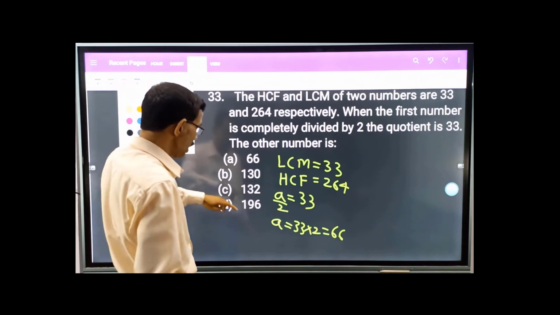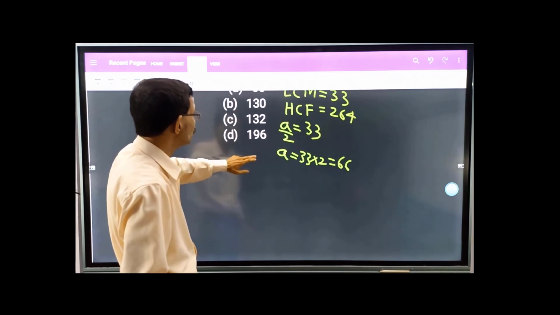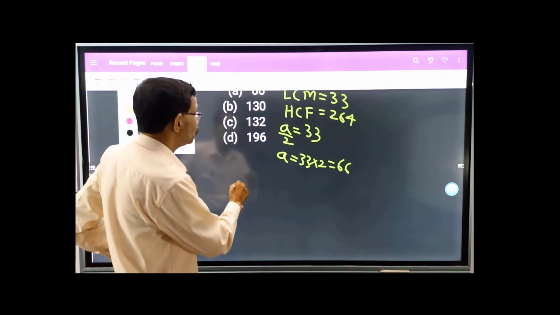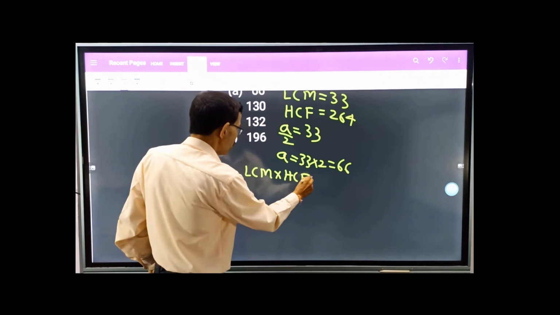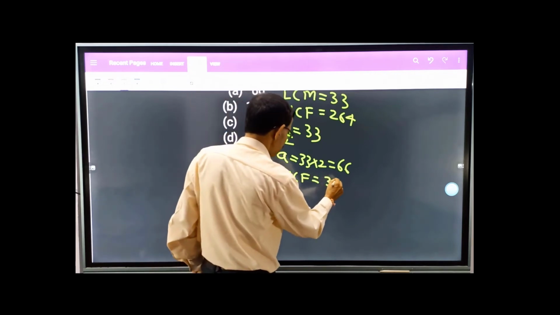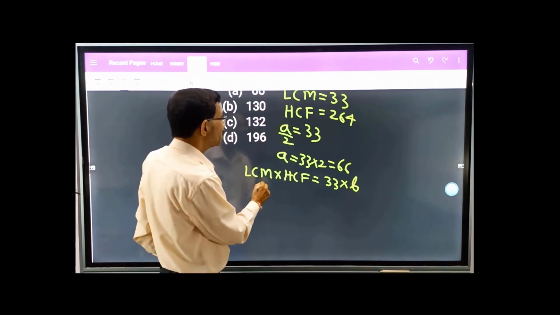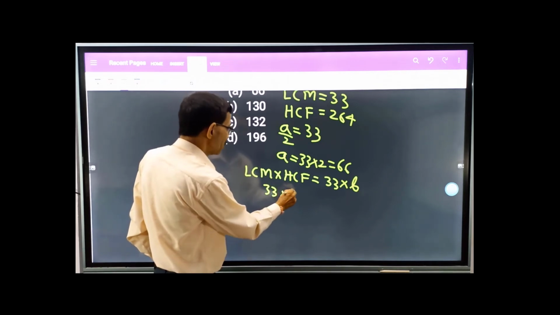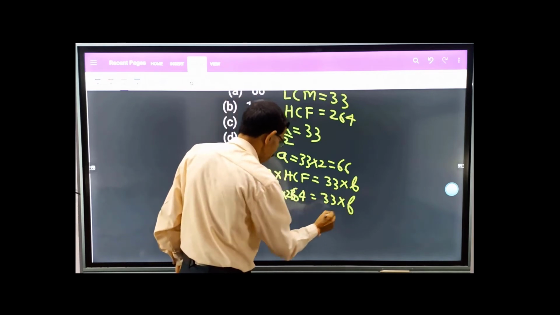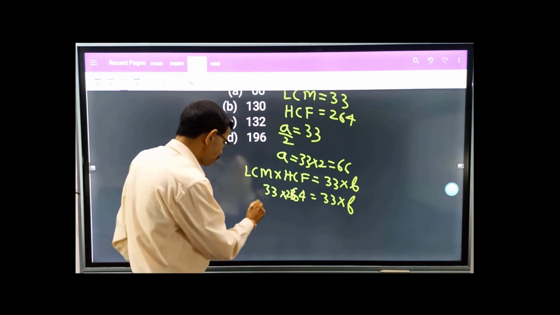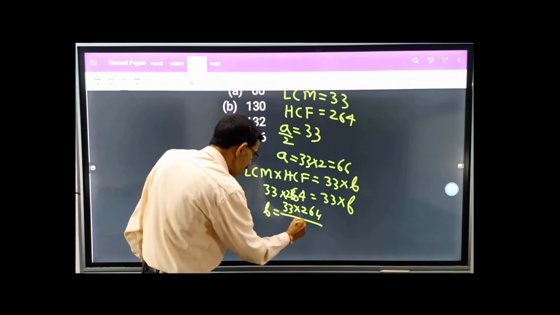So straight away use the formula. The formula is like this: LCM into HCF is equal to A into B. We are interested in finding B. LCM is 33, HCF is 264, that is equal to 33 into B. So by cross multiplication, B is equal to 33 into 264 divided by 33.